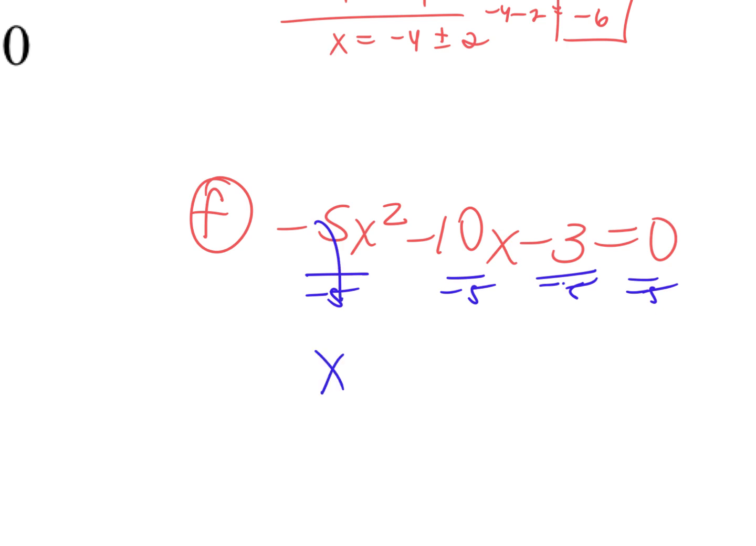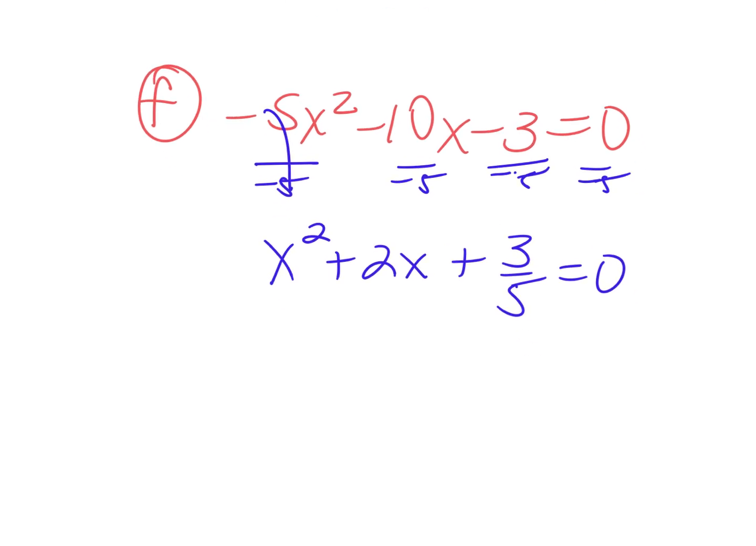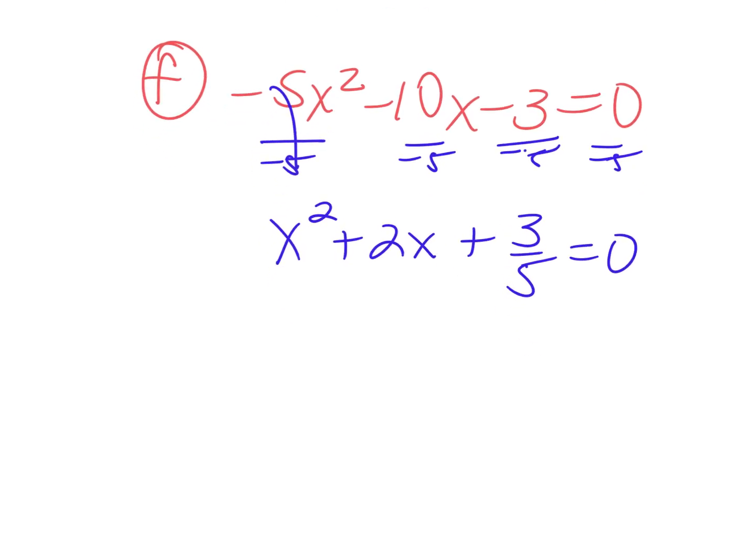So we're left with x squared. Negative divided by negative is a positive, so plus 2x, and then I have plus 3 over 5 equals 0. So now that we have that all set up, I know I have a positive 1 as my a, which is my x squared coefficient. So I'm going to go ahead and complete the square.